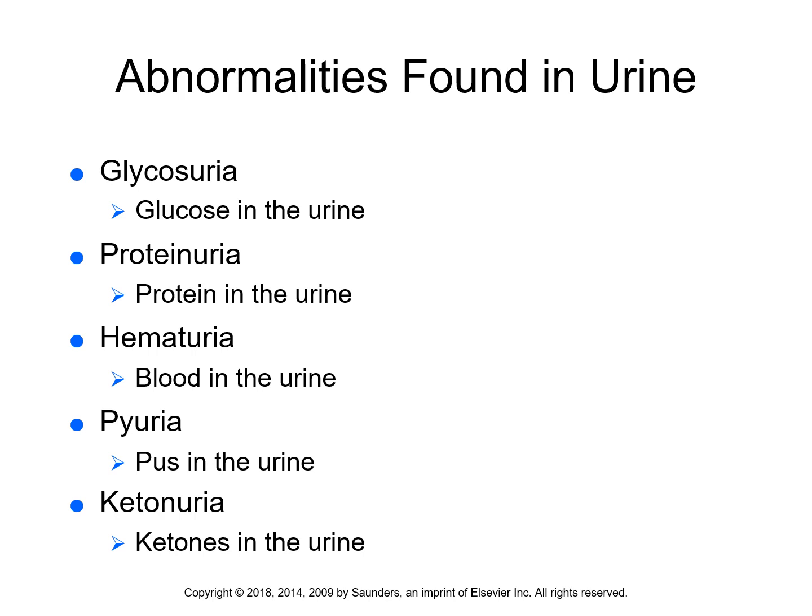More terms to learn. These are abnormalities found in urine. Glycosuria is glucose in the urine. You should not have sugar in your urine, period. Protein you should not have in the urine, proteinuria. Hematuria is blood in the urine. There shouldn't be blood in there. Pyuria is pus in the urine.